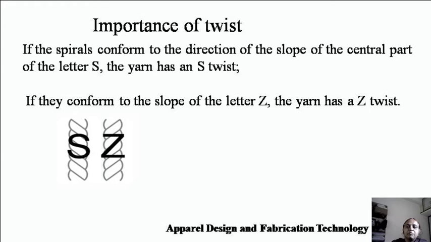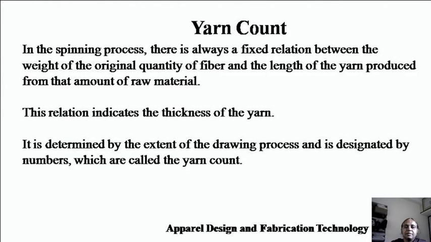If it conforms to the slope of the letter Z, the central slope of the letter Z, it has a Z twist. So according to the slope of the central part of the letters S and Z, you can identify whether it has an S or a Z twist. It is easy when we are holding the yarn in a vertical direction. This is about the yarn twist.